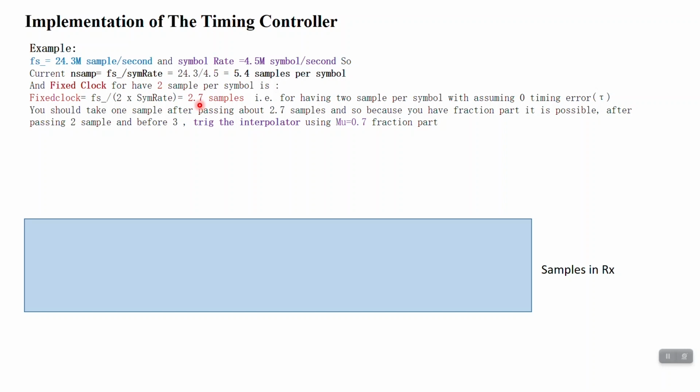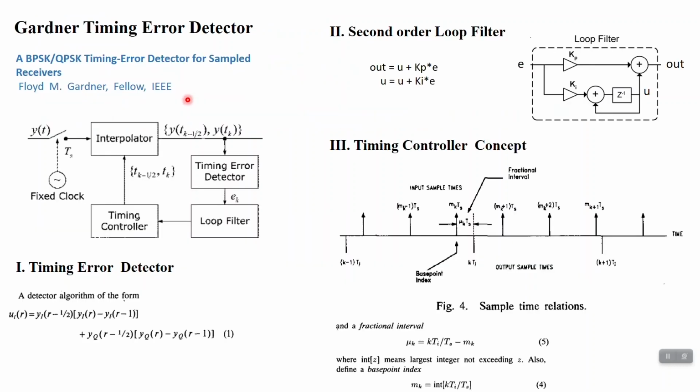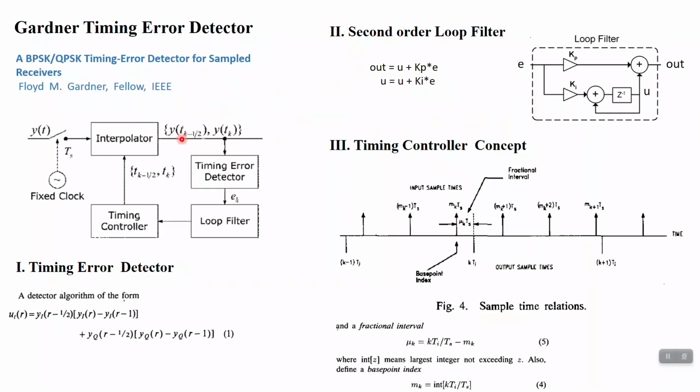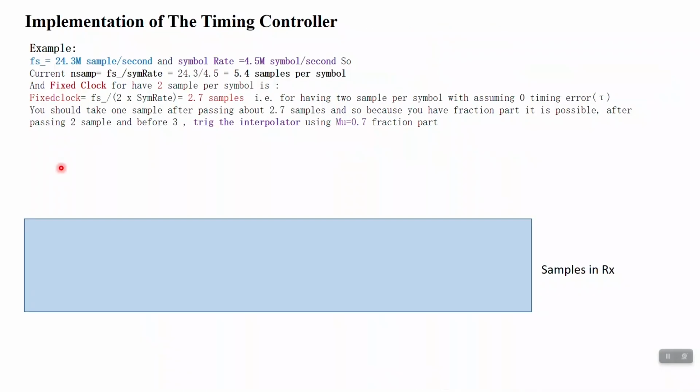In fact, it is a resampling clock, as you can see here. Resampling occurs again here. To have 2 samples per symbol after interpolation, it's a resampling clock. So we define it by this formula for having 2 samples per symbol after interpolation. So it's defined by this formula simply.